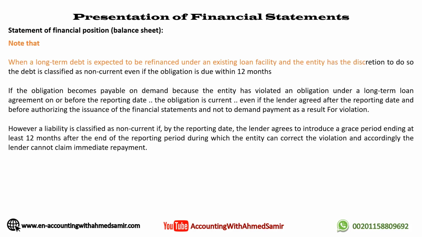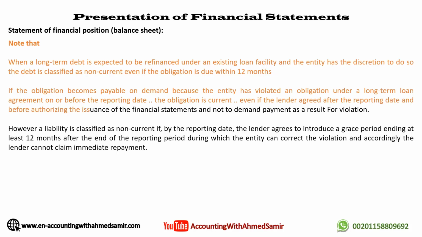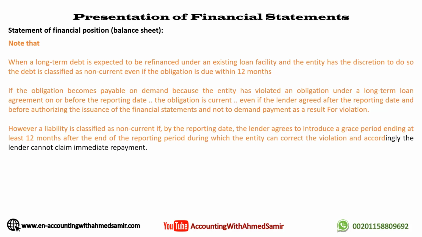and the entity has the discretion to do so, the debt is classified as non-current even if the obligation is due within 12 months. If the obligation becomes payable on demand because the entity has violated an obligation under a long-term loan agreement on or before the reporting date, the obligation is current, even if the lender agreed after the reporting date, and before authorizing the issuance of the financial statements, not to demand payment as a result of the violation. However, a liability is classified as non-current if, by the reporting date, the lender agrees to provide a grace period ending at least 12 months after the end of the reporting period, during which the entity can correct the violation and accordingly the lender cannot claim immediate repayment.